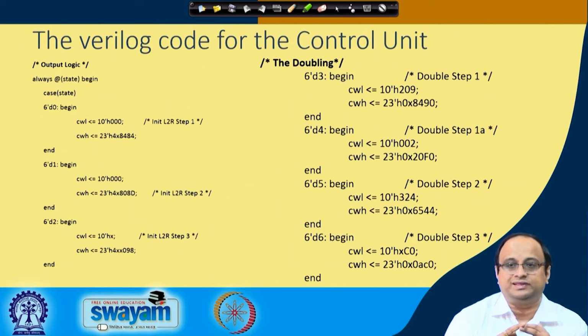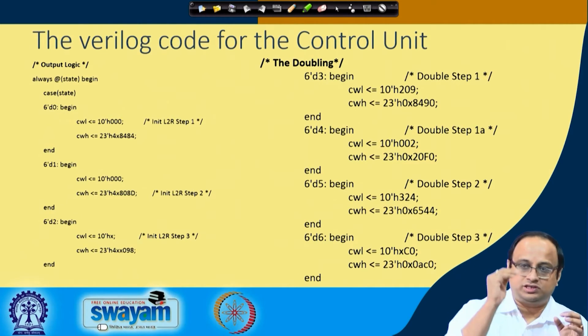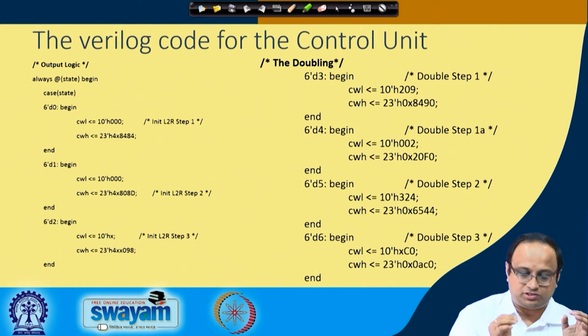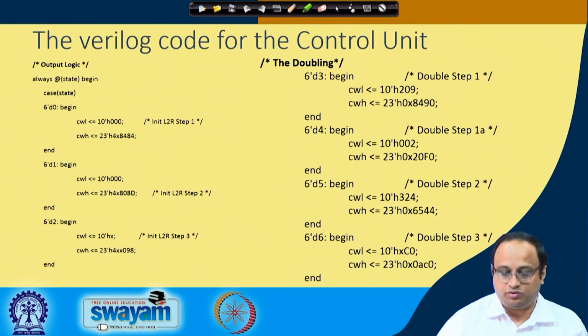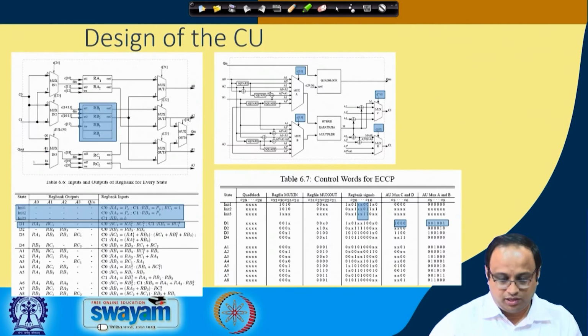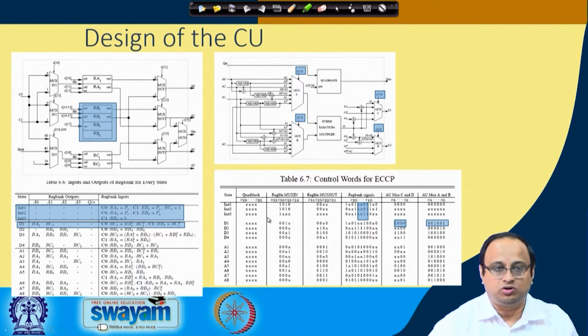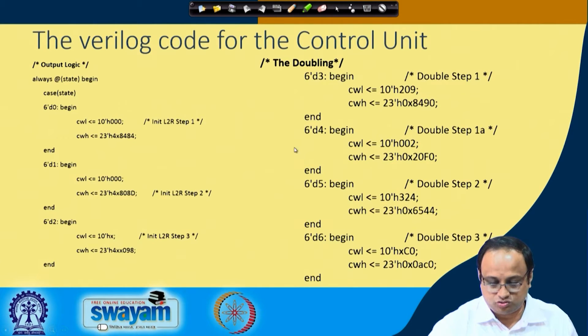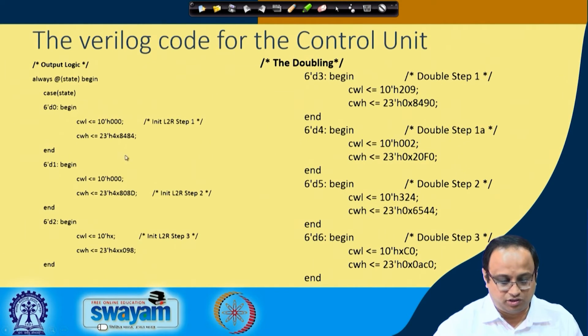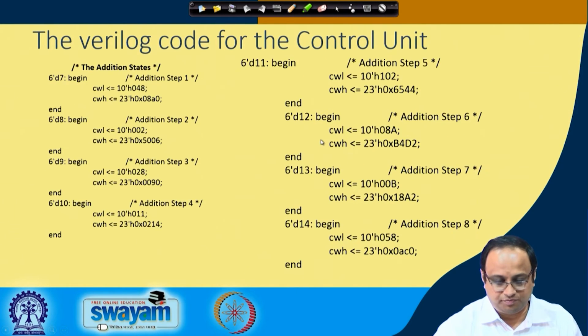It depends typically on the state. You have encoded all the steps in states, and depending upon the state you produce a control word. The control word is nothing but the binary value of these 1, 0 configurations. That is essentially stored by these funny looking hex characters, which are nothing but their binary representations.